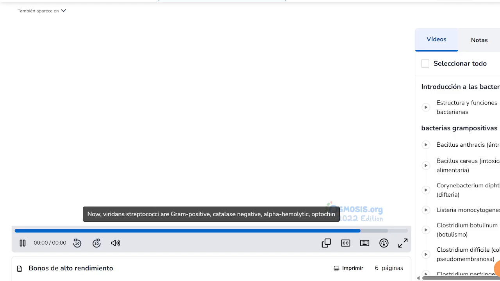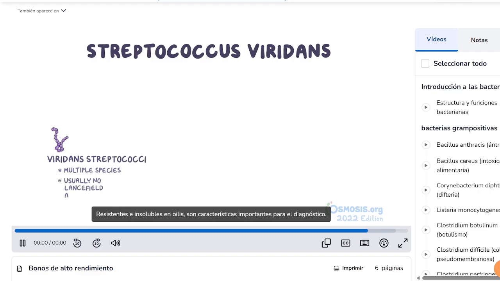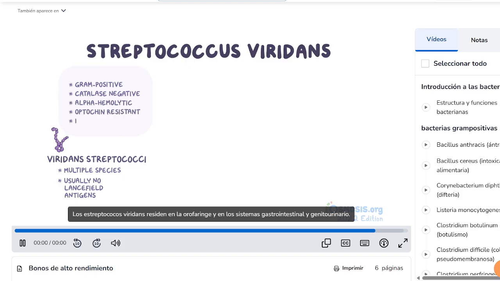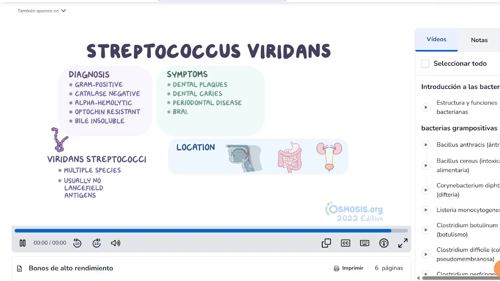Alright, as a quick recap, Streptococcus viridans is also known as viridans streptococci since it encompasses multiple streptococcal species that usually do not possess Lancefield antigens. Now, viridans streptococci are gram-positive, catalase negative, alpha hemolytic, optochin resistant, and bile insoluble. These are significant characteristics for diagnosis. The viridans streptococci reside in the oropharynx, gastrointestinal, and genitourinary tracts. They can cause wide-ranging conditions like dental plaques, dental caries, periodontal disease, brain and liver abscesses, and bacterial endocarditis. The mainstay treatment consists of the use of antibiotics.